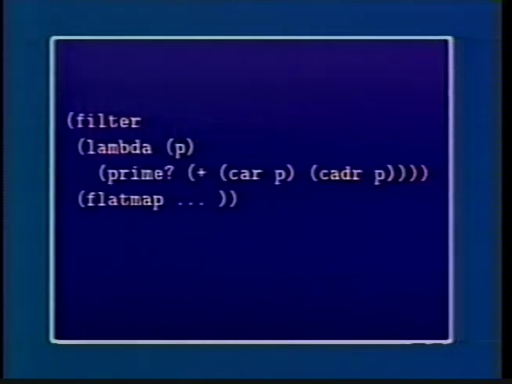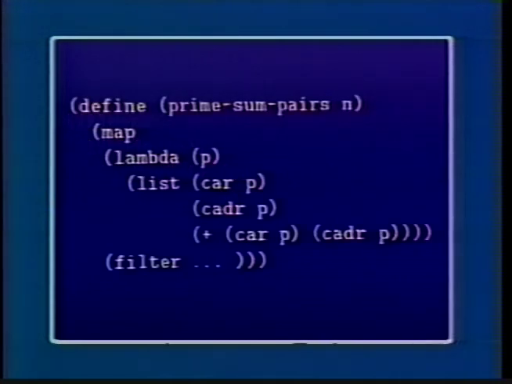Well, we take that thing we just built, the flat map, and we filter it to see whether the sum is prime. See, we had an i and a j. i was the first thing in the list, j was the second thing in the list. So we have a predicate which says, in that list of two elements, is the sum of the car and the cadr prime, and we filter that collection of pairs we just built. So those are the pairs we want. Now we go ahead and we map along the result of that filter, generating the list i, j, and i plus j. And that's our procedure prime-sum-pairs.